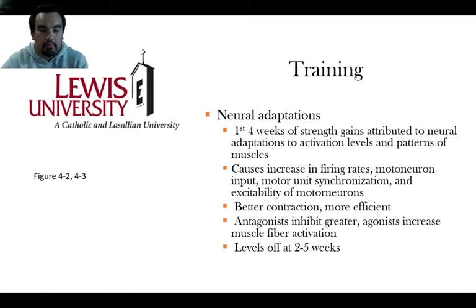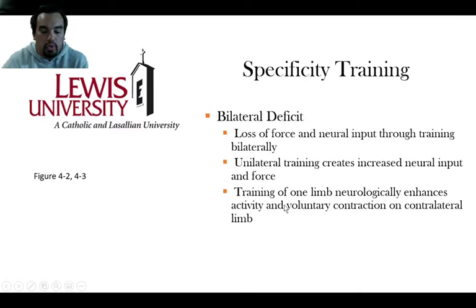And then antagonistic muscles inhibit a little bit greater after you've trained them in those first 4 weeks, and the agonists increase their muscle fiber activation. After about 2 to 5 weeks, though, this starts to level off, and now you really start getting into your actual strength gains. So those first 4 to 5 weeks, we're really getting neural input and motor unit training, where we activate more fibers in the muscle. We're teaching the muscle what we want it to do, teaching the neurological system how to respond to that, and thus we see a greater amount of gains in those first 4 to 5 weeks, and that's why you start to see that little plateau after.